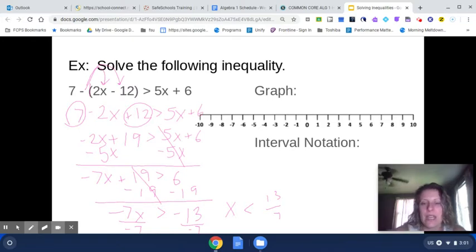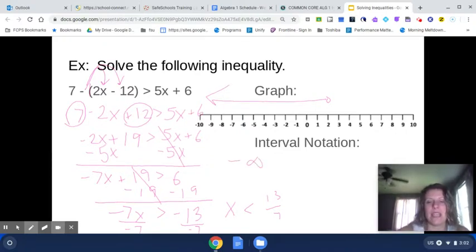So here I have to think open or closed. The inequality says x is less than 13/7, so I do not want to include that. So I'm going to put an open dot very, very close to 2. It looks like it's on 2, but it's very, very close to 2. And then again, we have a less than symbol, so shaded to the left. Left is always less.